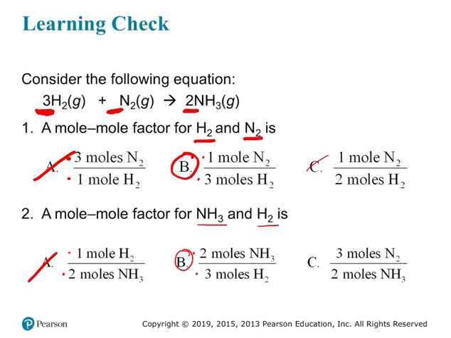And then looking at C, this says 3 moles of nitrogen. So that's not even what we're looking for. We were trying to figure out the ratio between ammonia and hydrogen, not nitrogen. So that wouldn't be right either. Okay, so these would be our conversion factors if we were comparing those specific reactants and products.